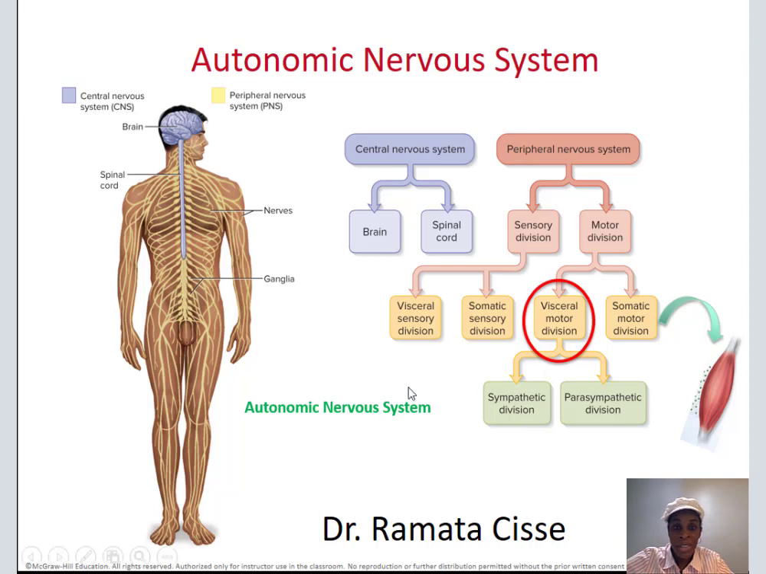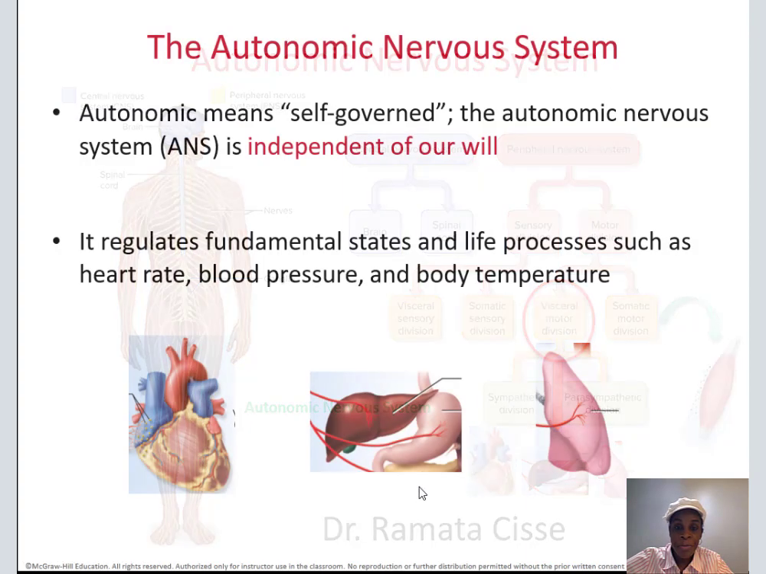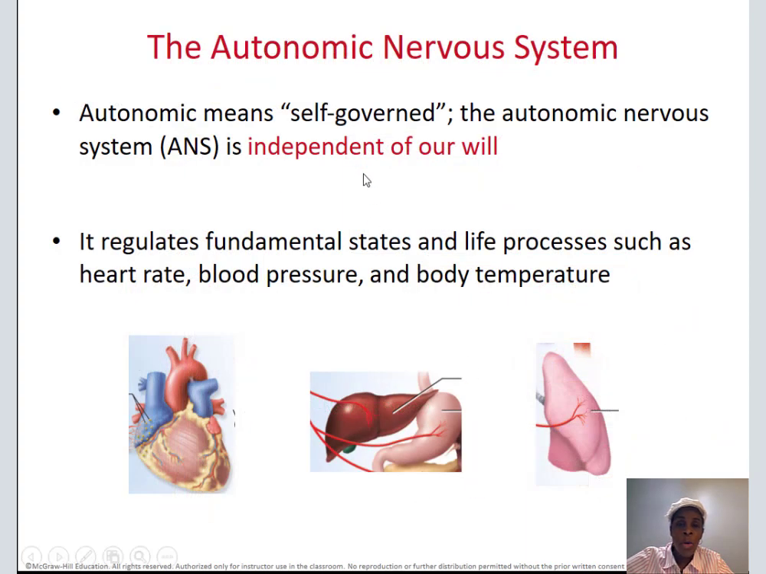The part of the nervous system that controls that is called the autonomic nervous system. It's divided into two parts, the sympathetic and the parasympathetic divisions, which control your viscera, your internal organs, such as your heart, your liver, stomach, or your lungs. So the autonomic nervous system is independent of our will. We do not make a decision about it. It is done for us automatically. We don't control our heart rate, our blood pressure, or body temperature.